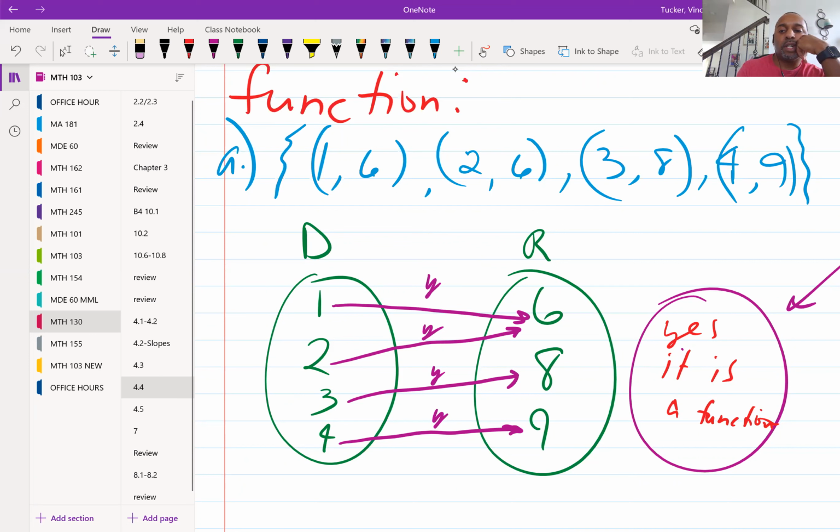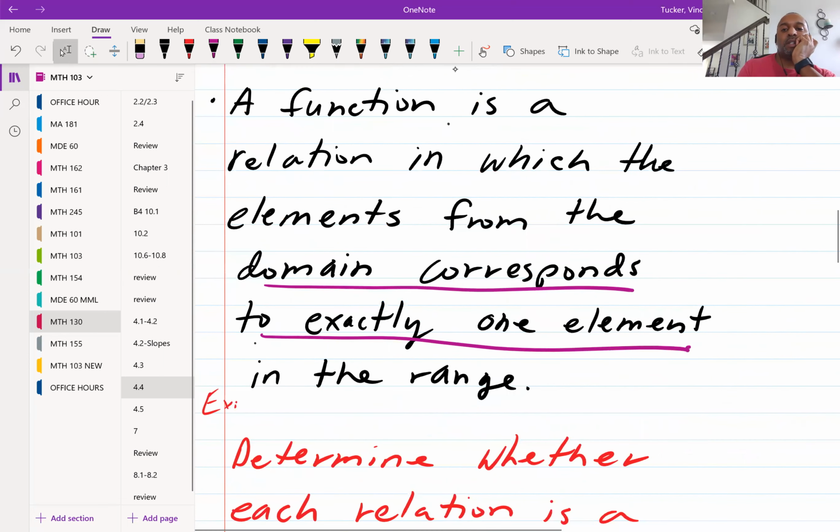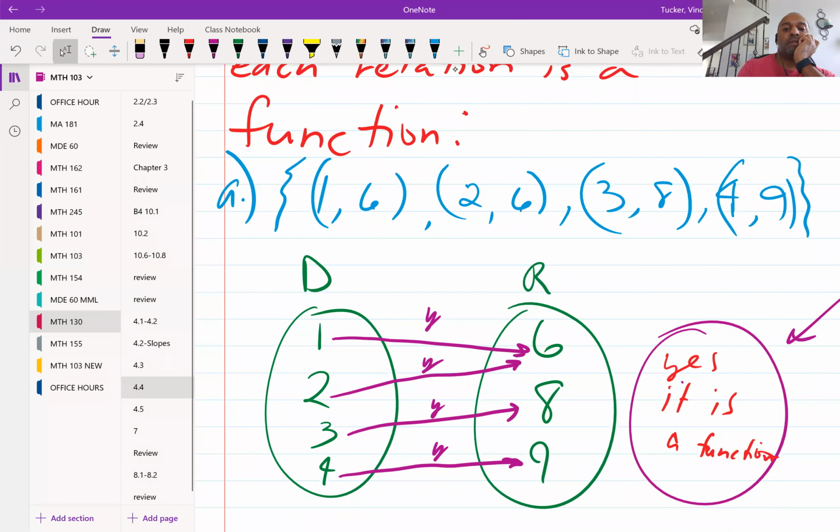All right. Questions before we look at another relationship that is not a function? Go ahead. What makes that a function? You remember what makes it a function? Each element in the domain corresponds to exactly one element in the range. So does it go to one value? It may be more clear when I show you the next example.